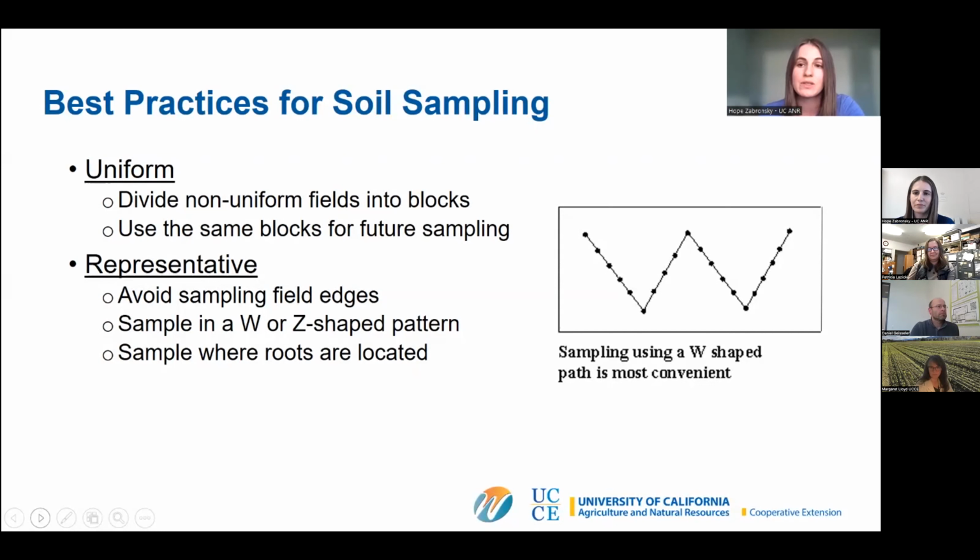So for orchards, sample in your wetting zone, and for field crops, sample in the beds and not in the furrows. All right, now we will head into the field and take a look at two different methods for collecting soil samples.